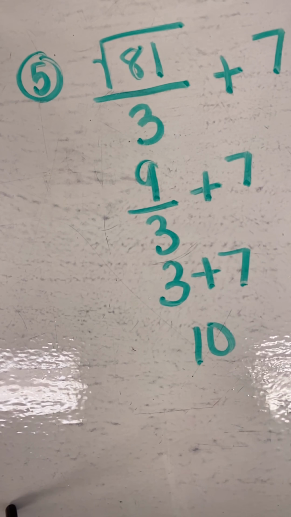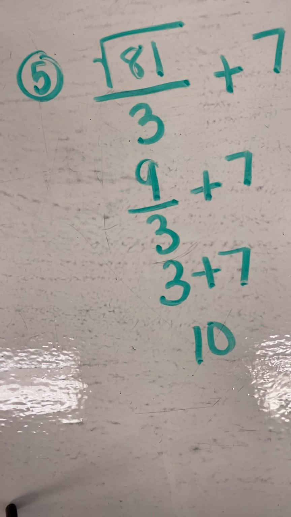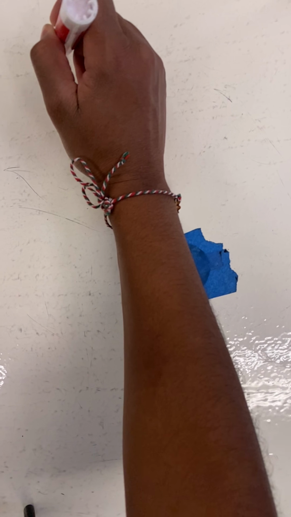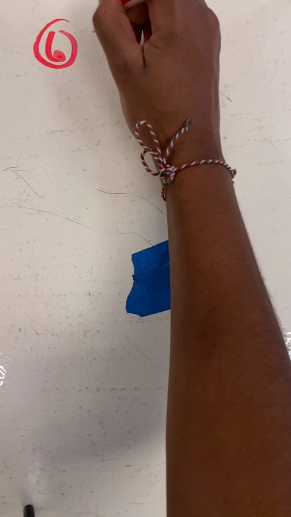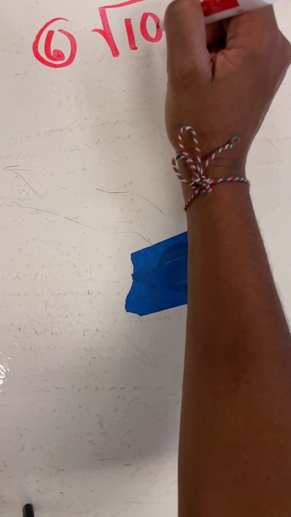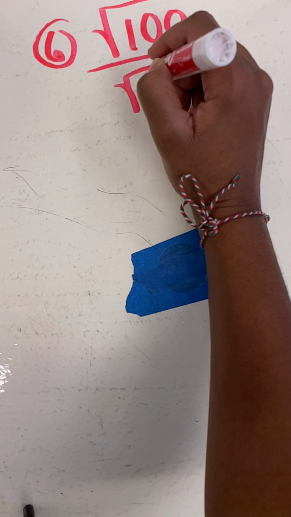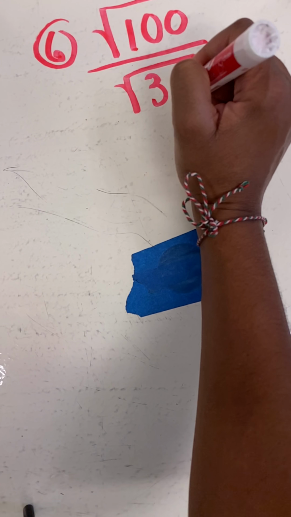Now the next one, I'm going to give you one that doesn't end up being a nice number when you divide. It's not a big deal. So our last one that I want to do, problem number 6. I'm going to say the square root of 100 over the square root of 36.